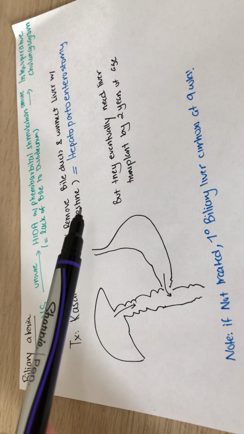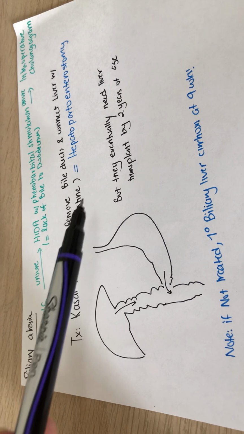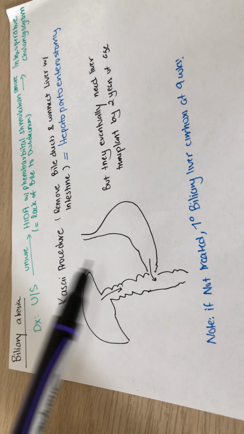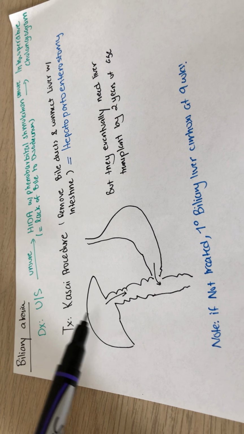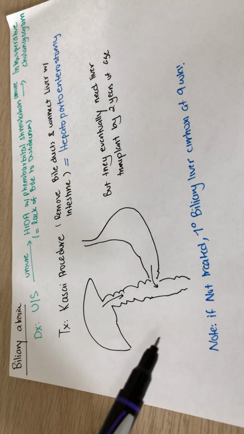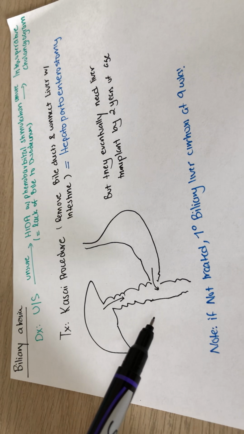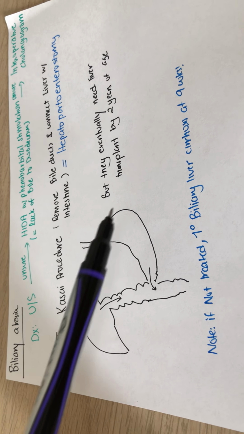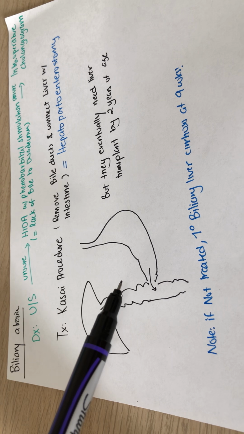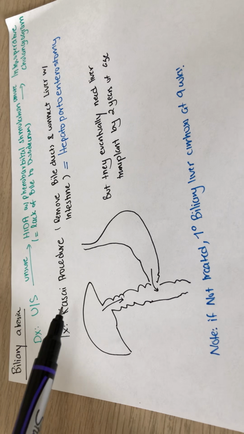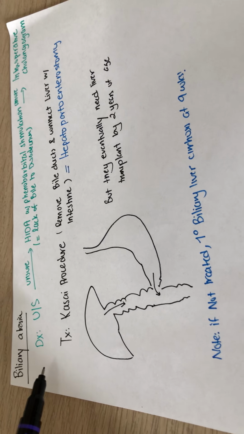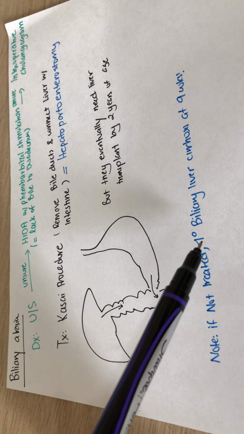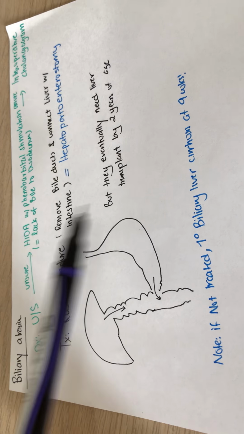That is called hepatoportoenterostomy. This procedure is called the Kasai procedure, and it usually solves the jaundice in neonates, but they usually end up getting a liver transplant by 2 years of age. This is an emergency. You have to treat it right away. If you don't, you can get biliary cirrhosis within 9 weeks.